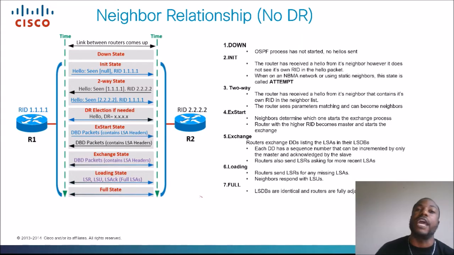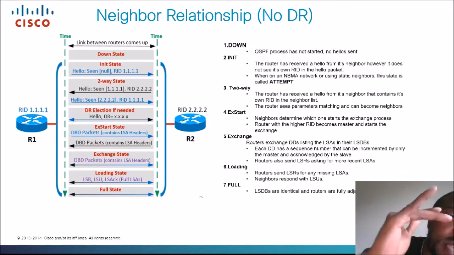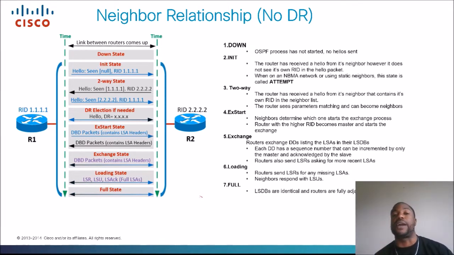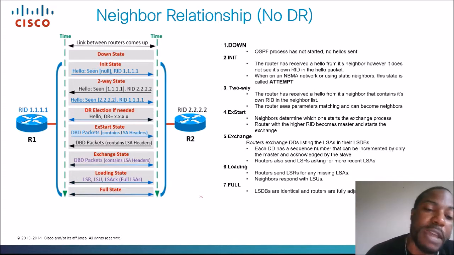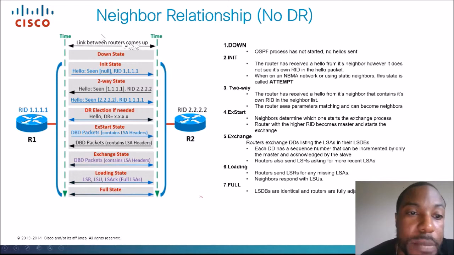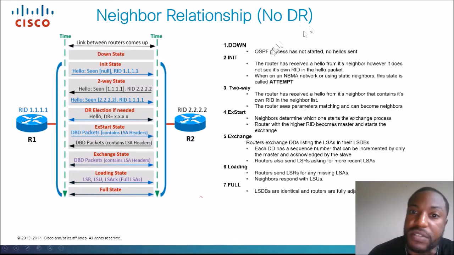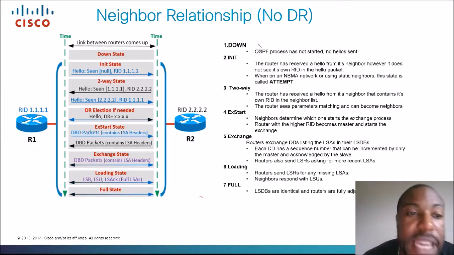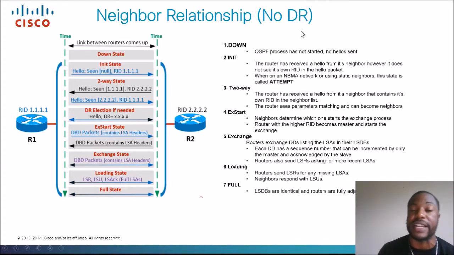So, all right, the neighbor relationship: there are several steps that routers need to go through before they become neighbors, right? Obviously, those parameters that we talked about in the beginning have to match. First, when they say hello, they are going to be in a down state, which is right here, as you can see, down. The OSPF process has not started yet. No hellos have been sent yet, right? Then it'll go into the init state, right? This is going to be the same thing as with a DR, but there's going to be a difference. We'll talk about that in the next slide.